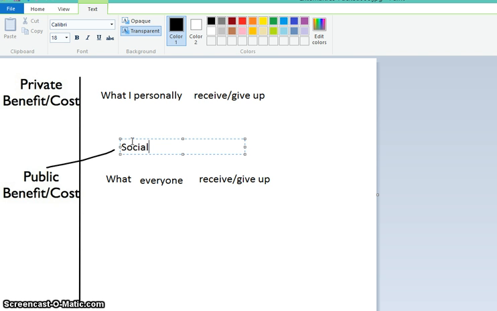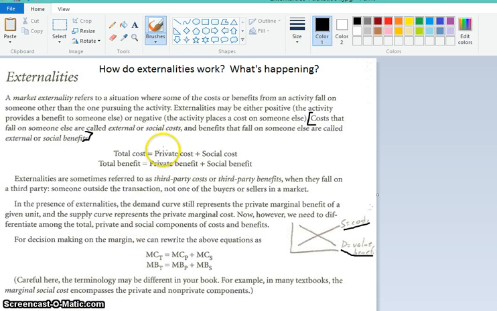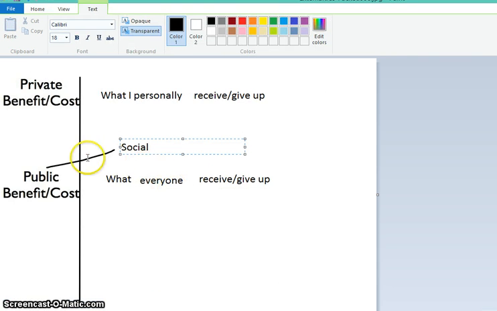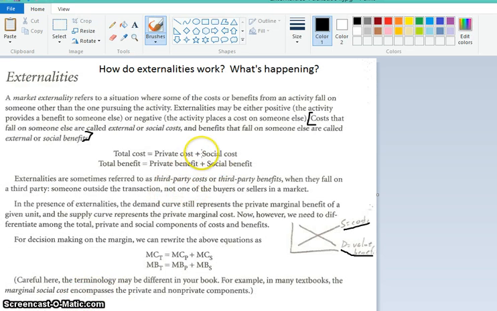They're the same thing. Now, the one distinction that Mr. Morton uses over here is he says that the private cost added to the social cost gives you the total cost. Most of the time, how people treat this is that your public cost, your social cost, what everyone receives or gives up, they treat it like it is in fact your total cost. Where Mr. Morton here makes a distinction, and we don't make that distinction. Okay, and we'll see that in just a second here.